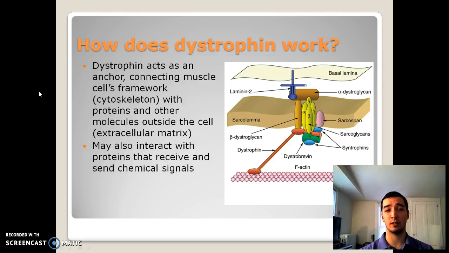Dystrophin acts as an anchor connecting the muscle cell's framework, the cytoskeleton, with proteins and other molecules outside the cell, or extracellular matrix. It may also interact with proteins that receive and send chemical signals. So here in this picture you can see that dystrophin is connecting actin with the sarcolemma.